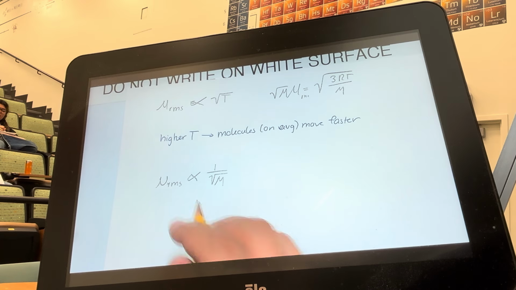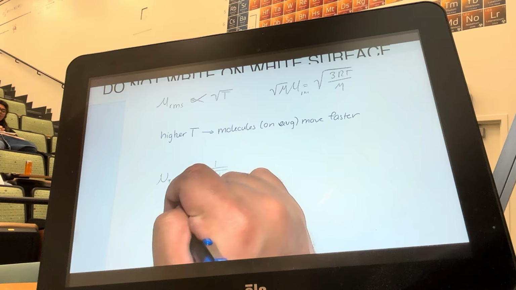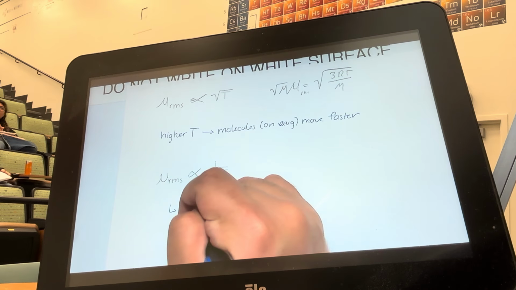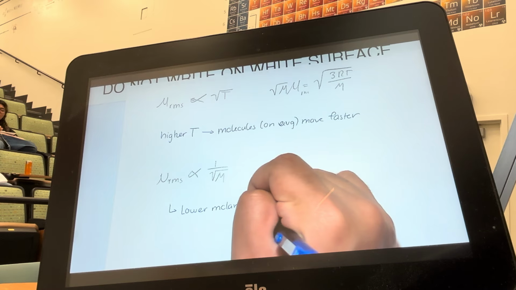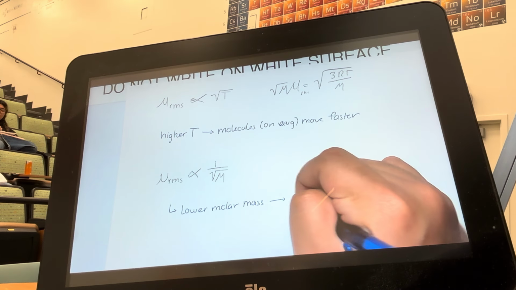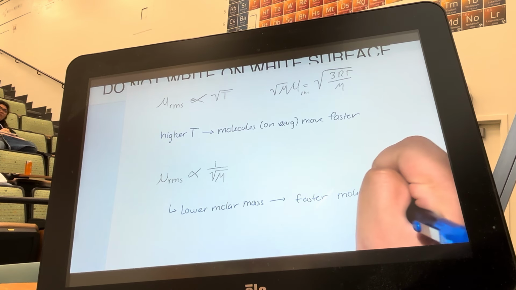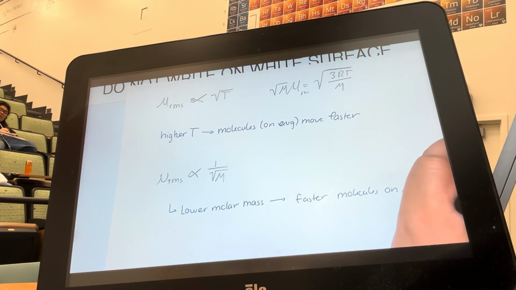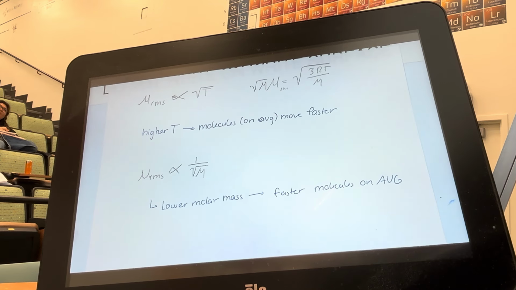And so what this tells us is that lower molar mass gives us faster molecules on average, which is true. And that's exactly it.